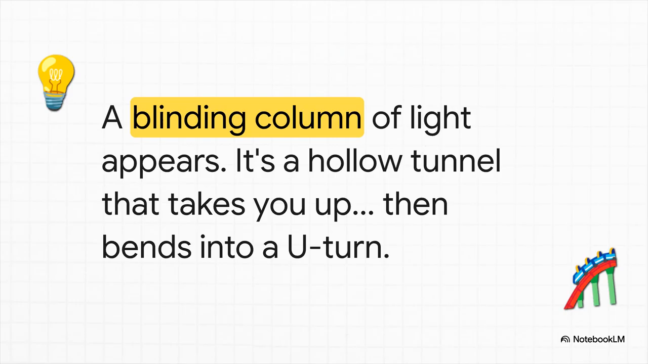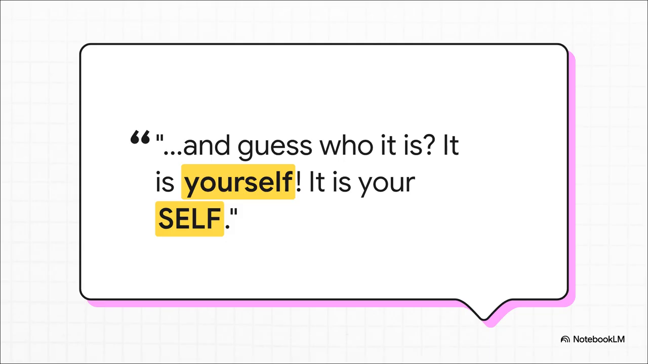The tourist goes inside and finds it's a hollow tunnel. You start traveling up, up, up, faster and faster, until suddenly the tube makes a sharp U-turn, and you find yourself hurtling back down at incredible speed. You pop out of the end of the tube, and there you are, face to face with the supreme god of the entire system. And in what has to be the biggest plot twist ever, it is a perfect, silent, unmoving copy of you. It is your higher self.